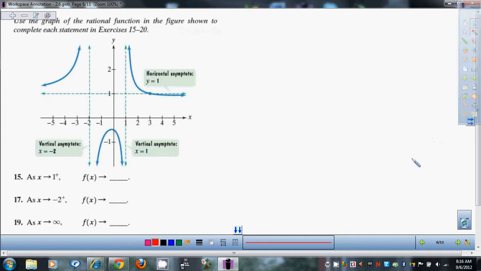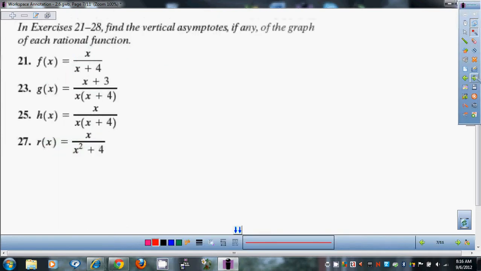Okay. Next slide. Find the vertical asymptotes. Same thing as the domain. All you're telling me is where they exist. Number 21. At what x value am I going to have a vertical asymptote? Very good. So number 21 would be x equals negative 4. That is the line that forms your vertical asymptote.